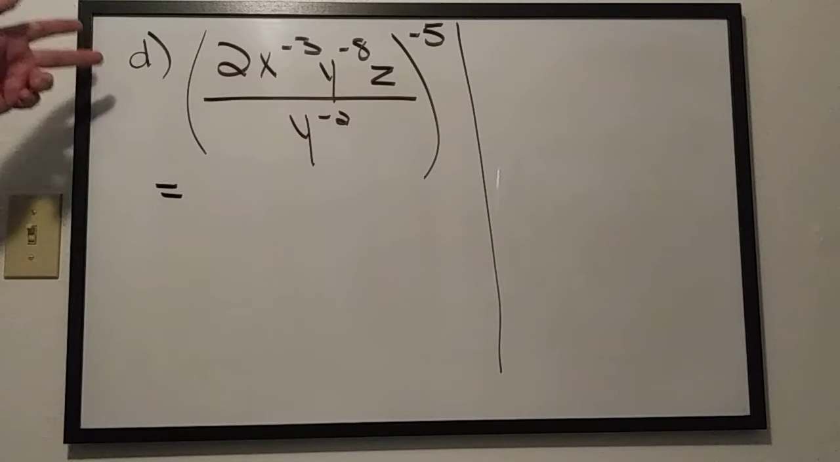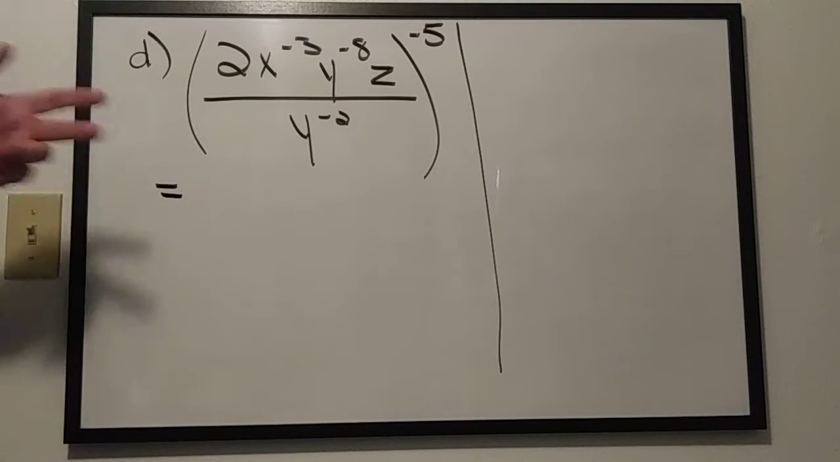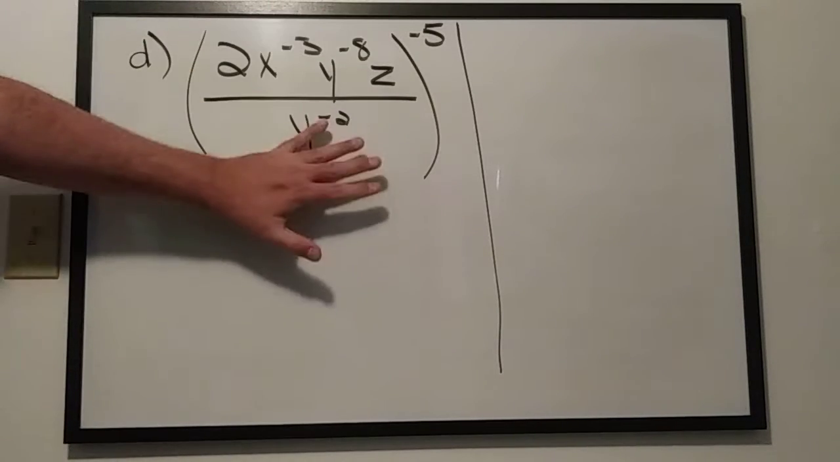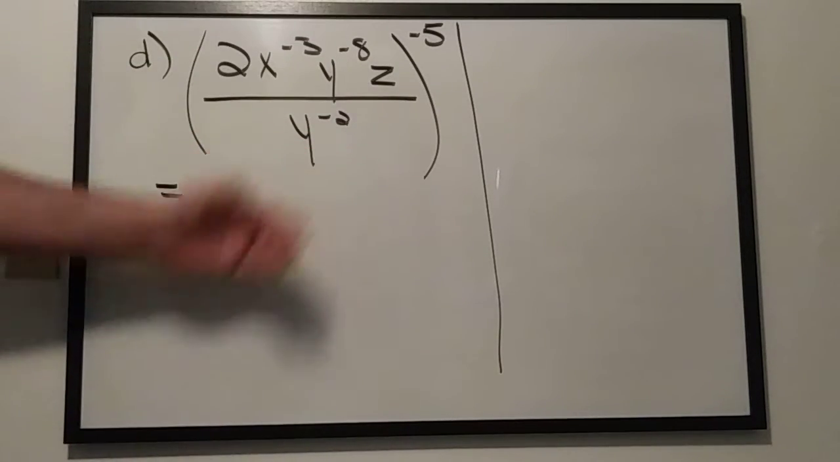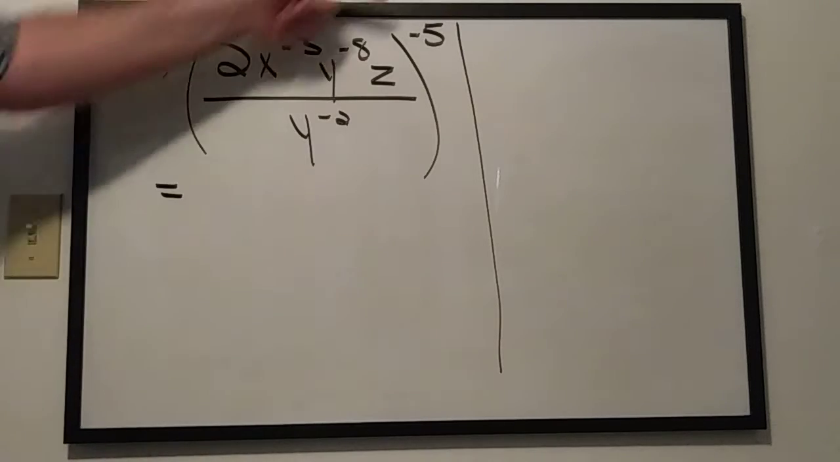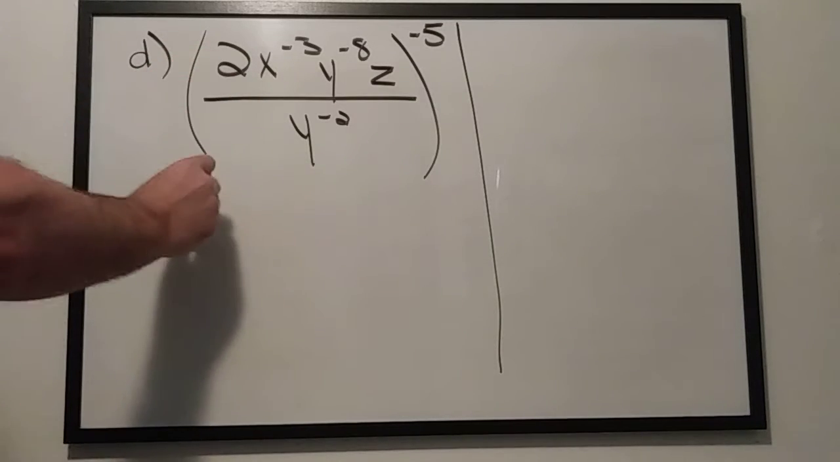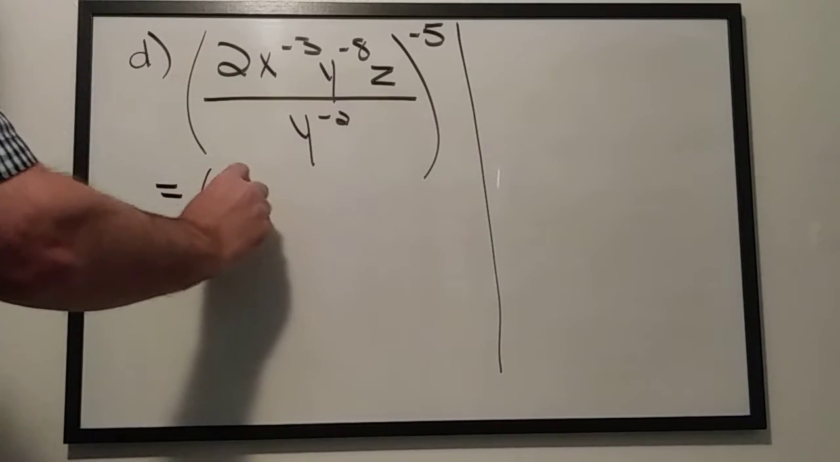My first suggestion on D is to do exactly the same thing that I said on part C. Anytime I have a set of parentheses like this, I will simplify the stuff inside the parentheses before I focus in on what's happening outside the parentheses. So I see then that I have a 2 here. And again, that 2 has a positive exponent. So that means he's not moving.